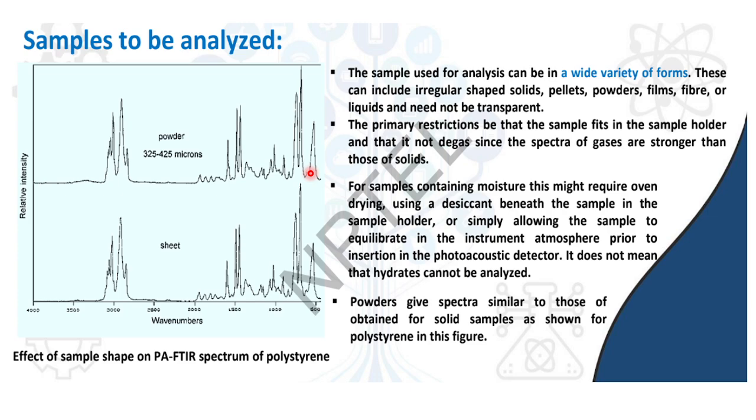The primary restrictions are that the sample fits the sample holder. There is a sample holder and it must be degassed, since the spectra of gases are stronger than those of the solids. For sample containing moisture, this might require oven drying. So before that, if your sample is very much hygroscopic, first you should keep it in a low humidity chamber or you heat it a little bit to remove that moisture using a desiccator, and then you put it in a sample holder.